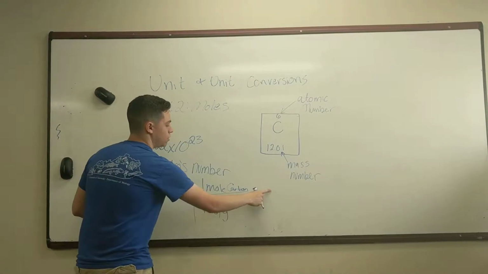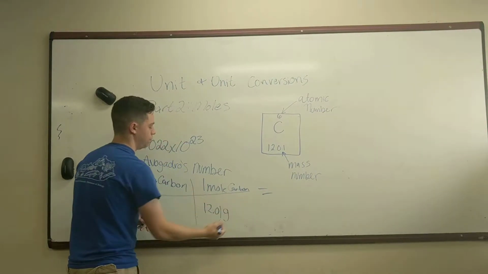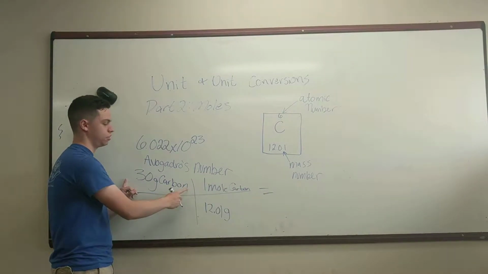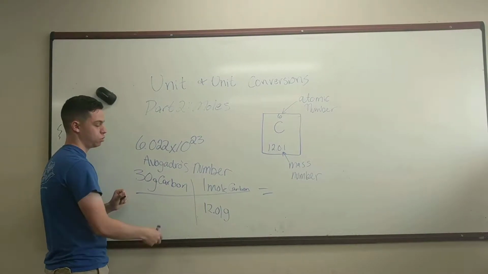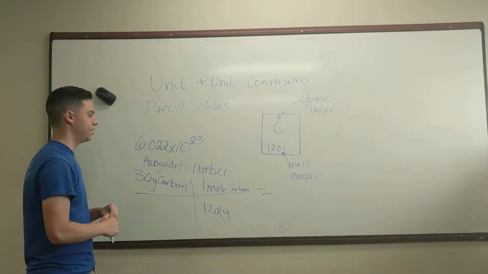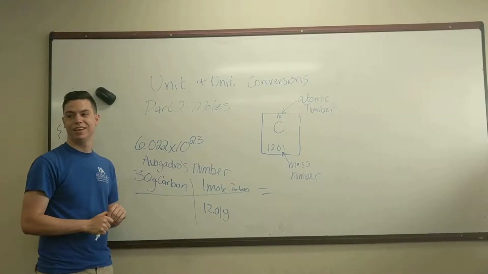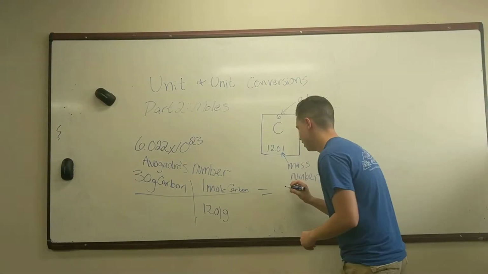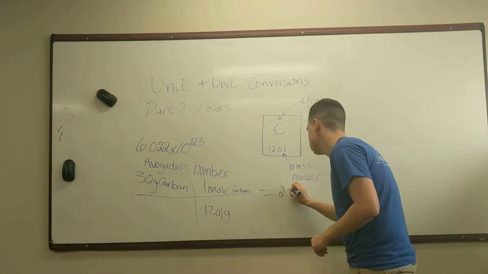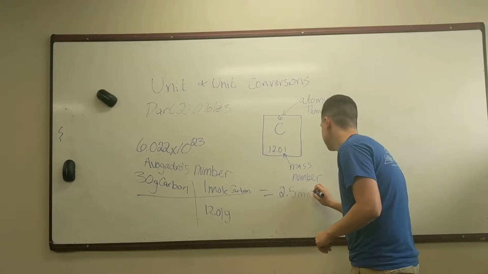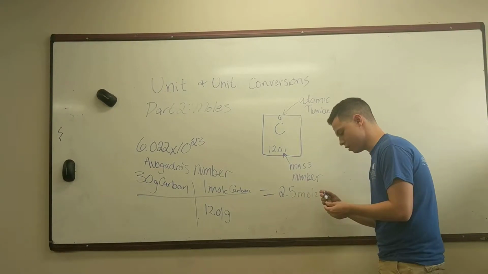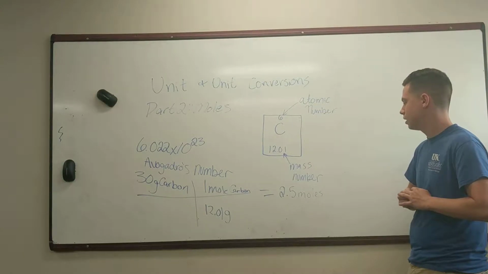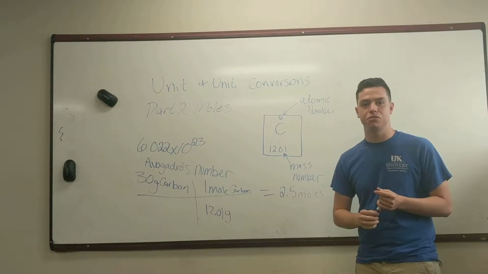You multiply by the top, so 30 times 1 is 30, divided by 12.01, and that ends up being 2.5 moles. And that's really it. There's not much to it.